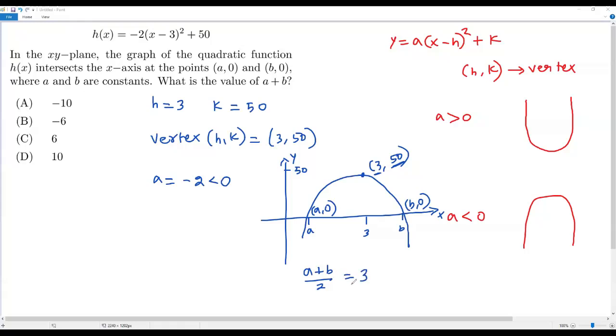So now I got (a plus b) over 2 is equal to 3. According to the question, we have to find the value of a plus b. So for that, I multiply both sides by 2. When I multiply both sides by 2, this 2 will cancel out. I am getting a plus b is equal to 6. Now I got the value of a plus b. So the correct answer choice for this question is option C.